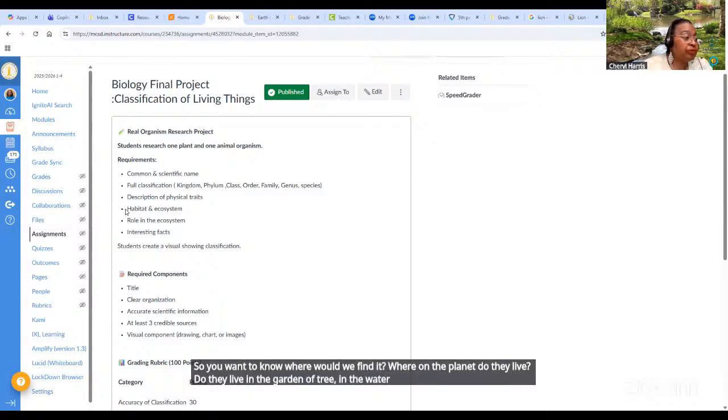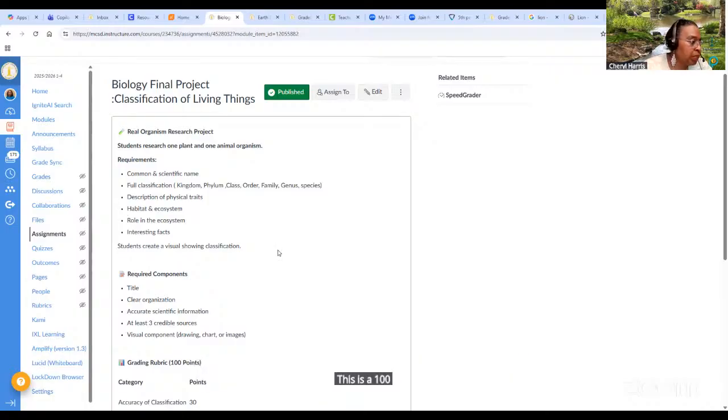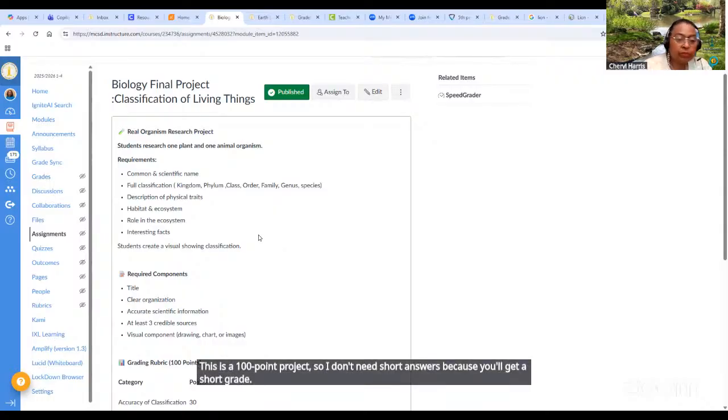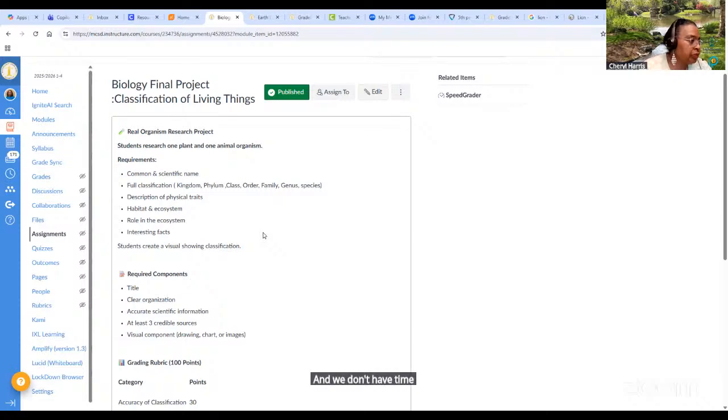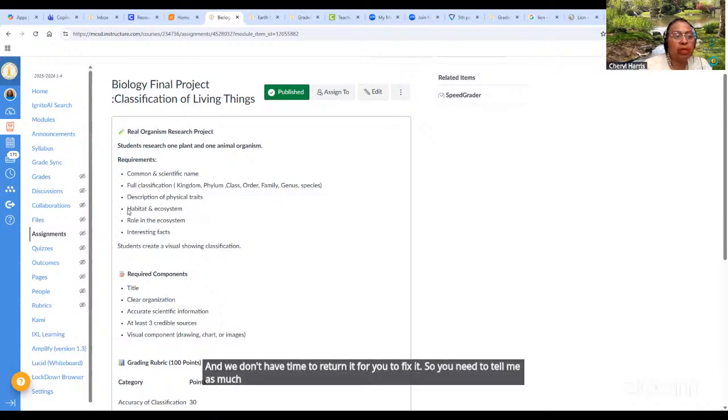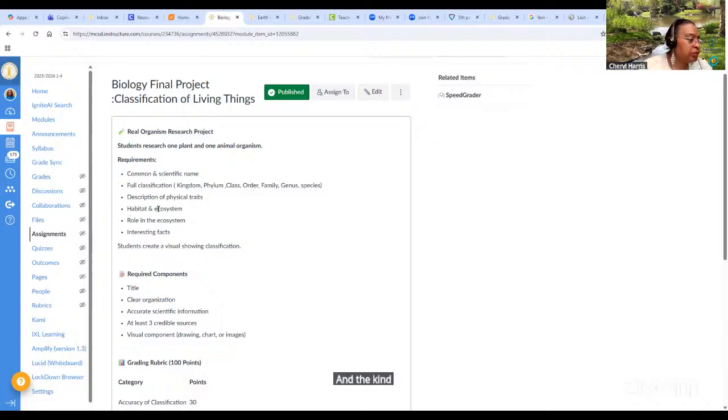Where do they live? Describe, and then don't just tell me they live in the desert. You need to describe the ecosystem. What are the conditions that they live under? This is a 100-point project, so I don't need short answers because you'll get a short grade. And we don't have time to return it for you to fix it. So you need to tell me as much as possible about where they live and the kind of ecosystem they live in, the conditions under which they live.